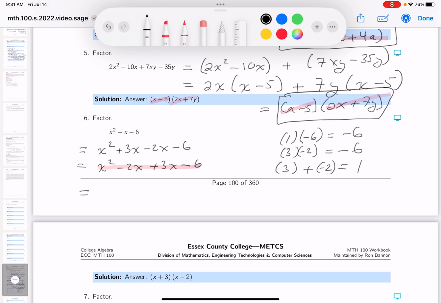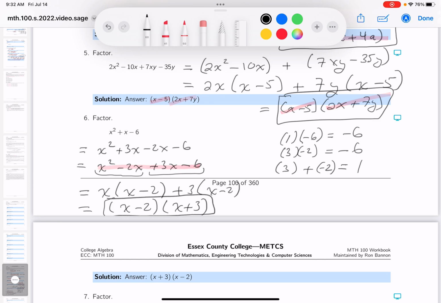Factor by grouping. First two terms, the last two terms. What comes out from the first two terms? X. We're left with x minus 2. What comes out from the second two terms? 3. We're left with x minus 2. Of those two terms, a factor is common, which is x minus 2. What's left over? X plus 3. All right? I'm going to claim that's the correct factorization.